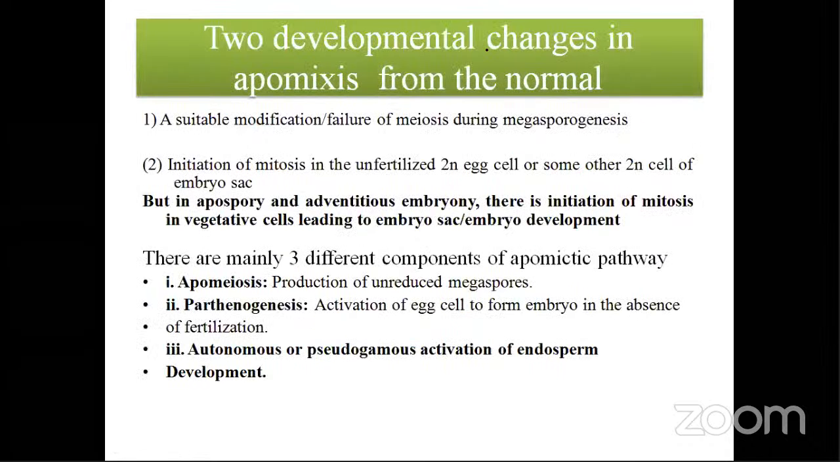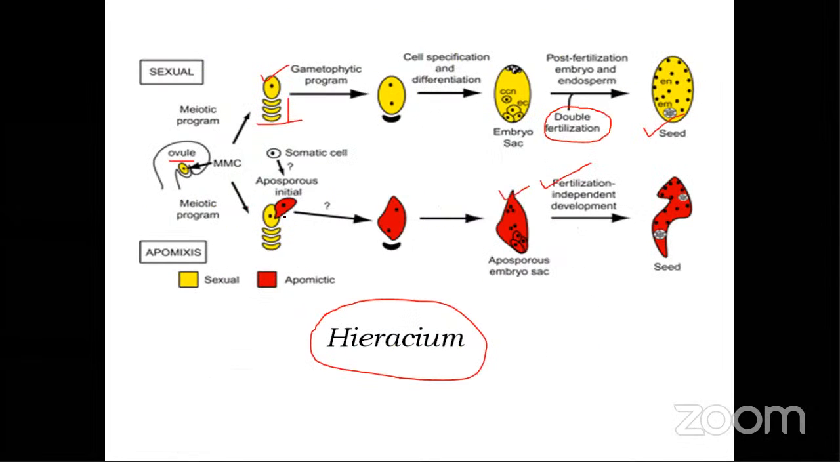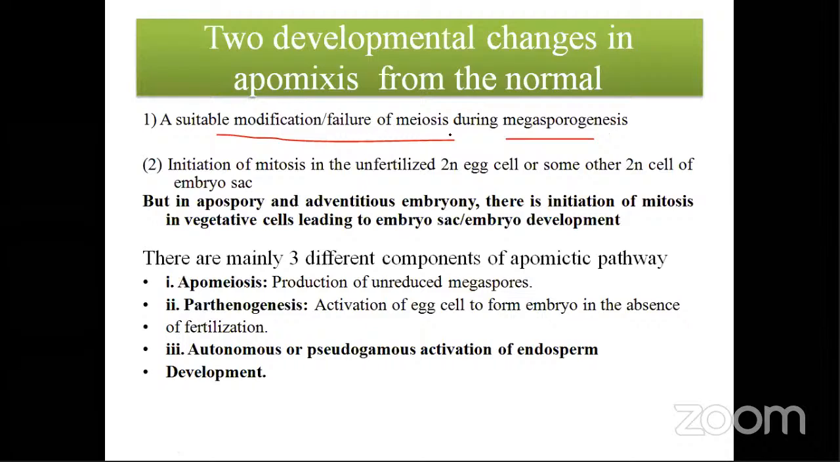Two developmental changes occur in apomixis compared to normal: first, a modification or failure of meiosis during megasporogenesis. As I have shown you, here a meiotic event is going on, whereas there meiosis is either completely absent or modified. And second, there will be initiation of mitosis in unfertilized 2n egg cells and some other 2n cells of the embryo sac.